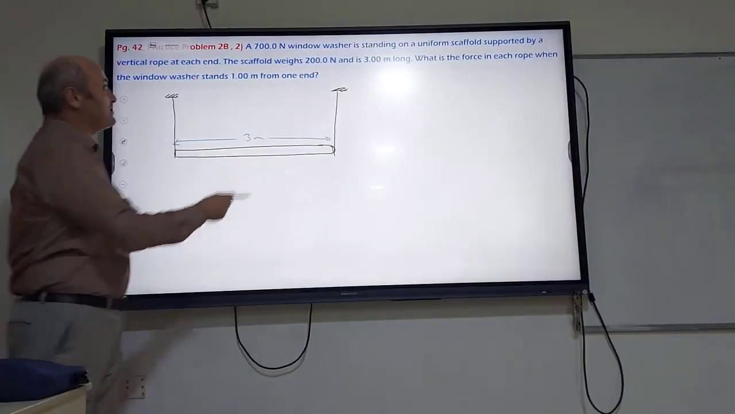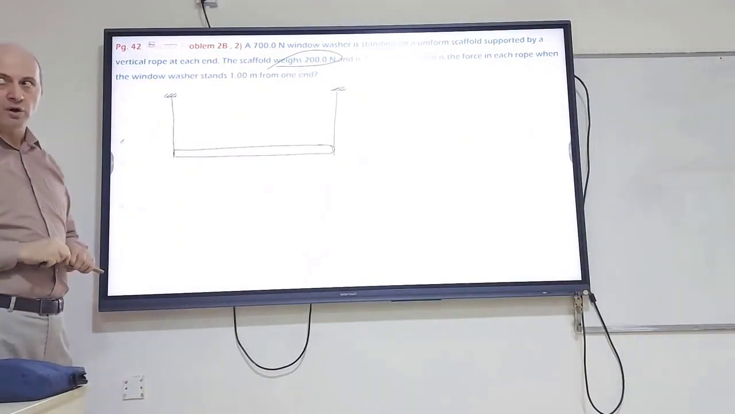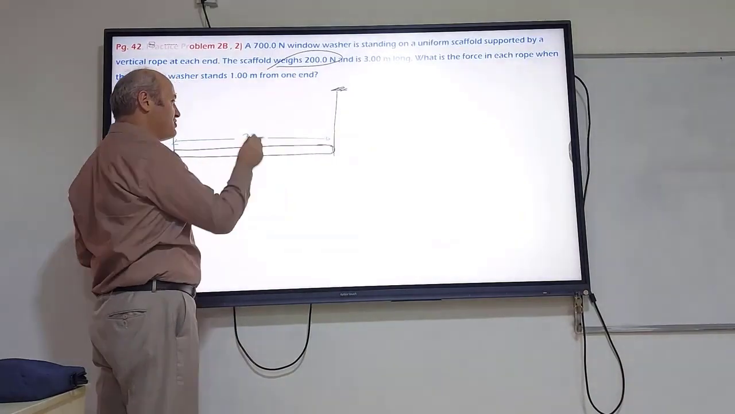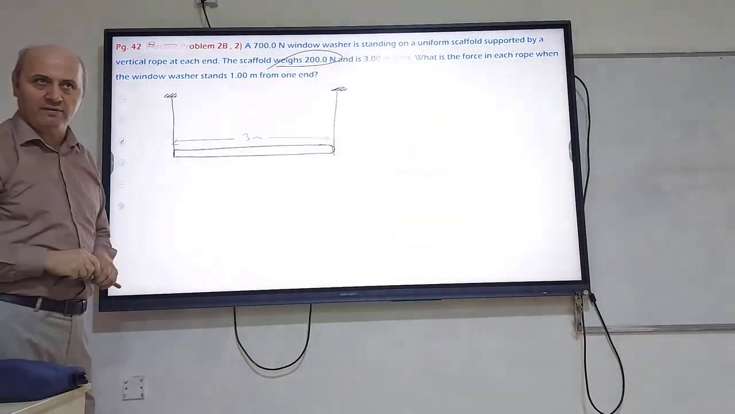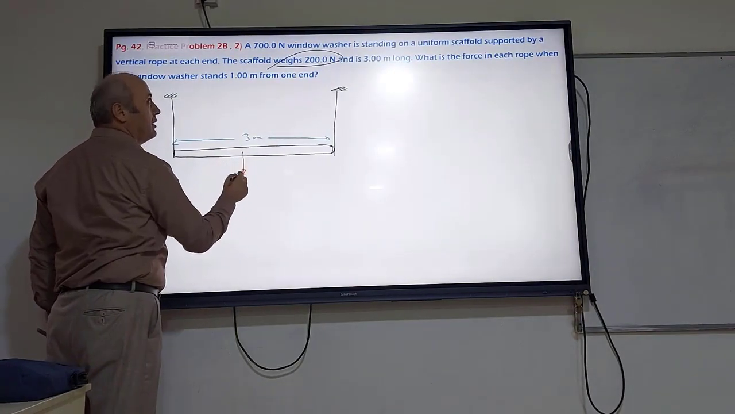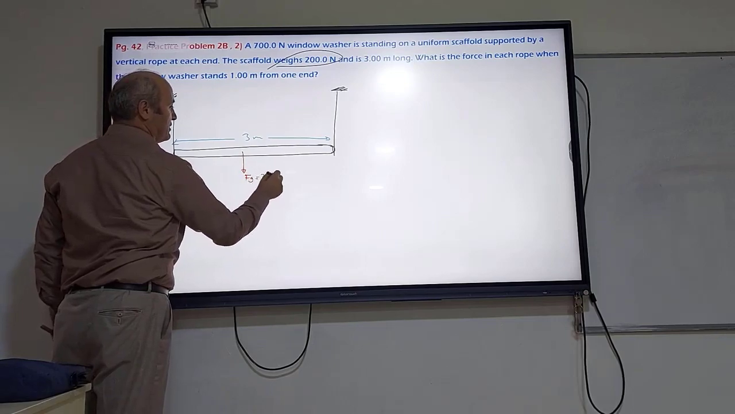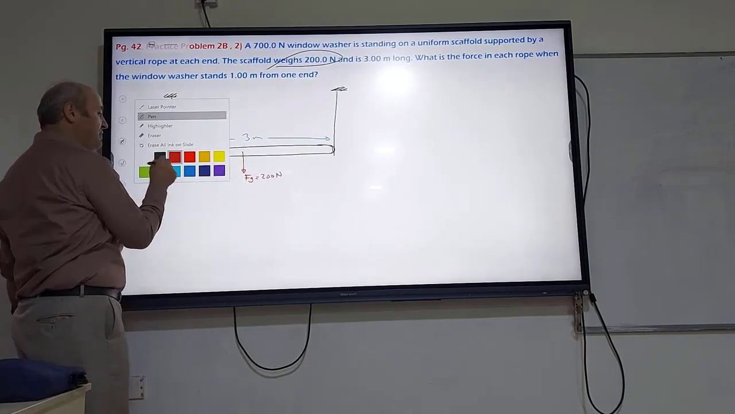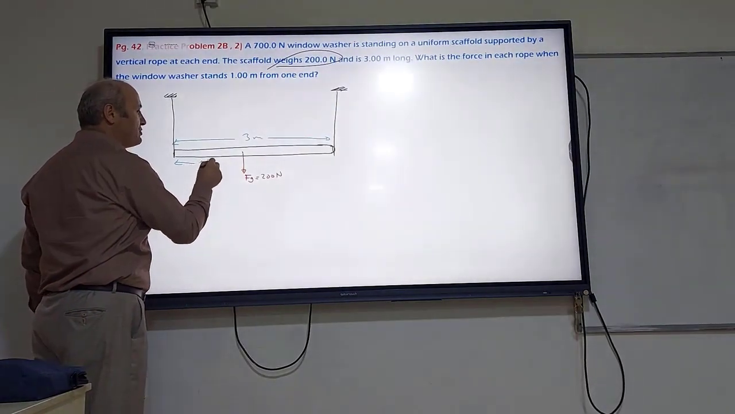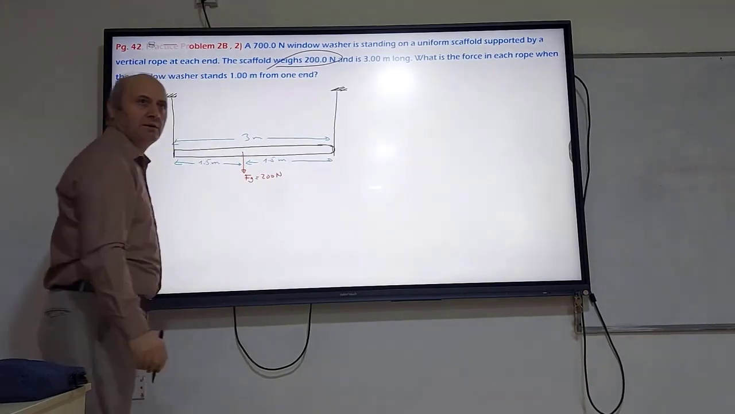But this scaffold has some weight: 200 Newton, uniform. Why do I carry it? Because for a uniform scaffold, the center of gravity is at the midpoint. So I will draw the gravitational force from the midpoint. How much? 200. Fg for the scaffold is 200 Newton. Since it is at the midpoint, it divides the scaffold into 2 equal parts, 1.5 meter on the left and 1.5 meter on the right.